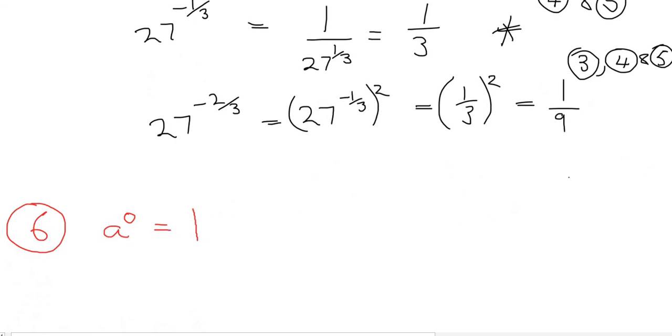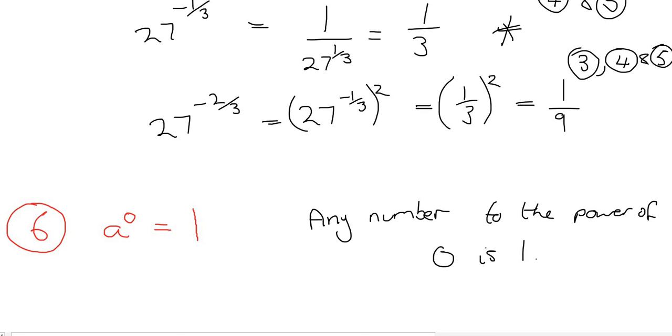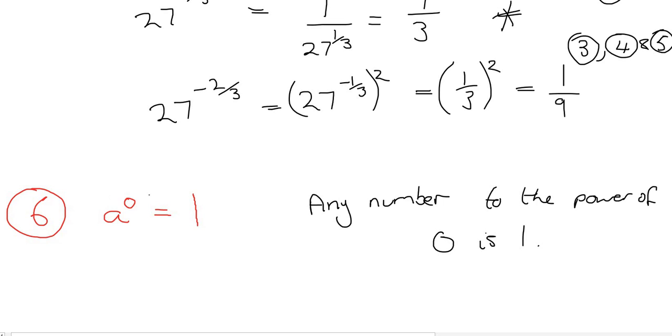Okay, our final rule is quite a simple one, but you should take the time to learn it. It just says that any number raised to the power of 0 is 1. And let's have a look at an example here. So what happens if we divide 2 squared by 2 squared? Well, we know this is just 2 times 2 divided by 2 times 2, and as usual we can just cancel, so we're left with 1.